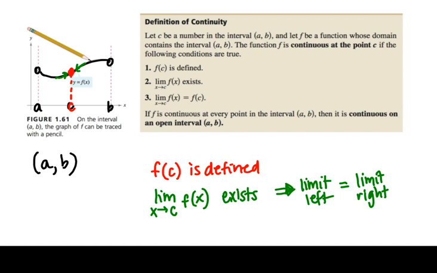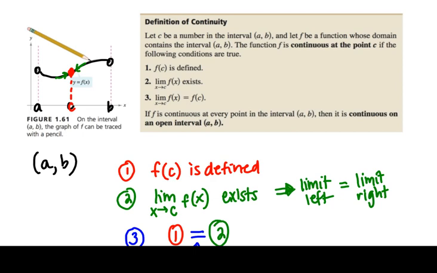Number 3 now combines 1 and 2. So here's number 2, here's number 1. Number 3 says that number 1 equals number 2. All 3 of these things have to happen. So first, your function is defined at x equals c. 2, the limit as x approaches c exists. And number 3, f of c equals the limit.